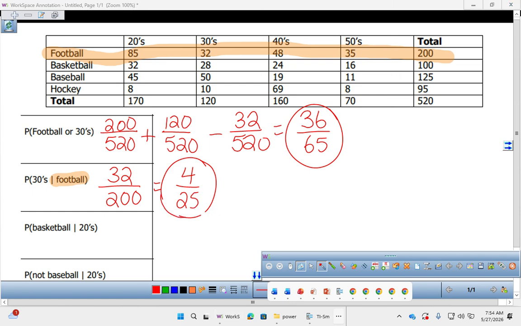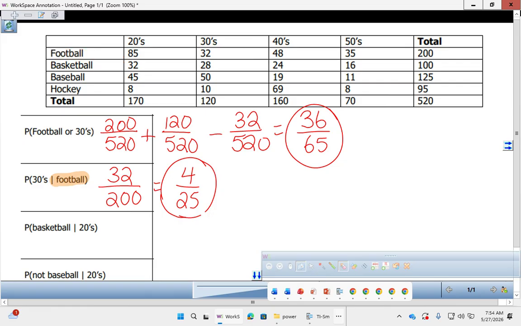All right. Now for the second one, I'm going to clear this out. And it says basketball given 20s. So my focus group now is the second group, which is the 20s. I'm only looking at the people in their 20s, right? That's the column I'm looking at, the second one. So of those people that I highlighted in orange, the basketball number is 32.